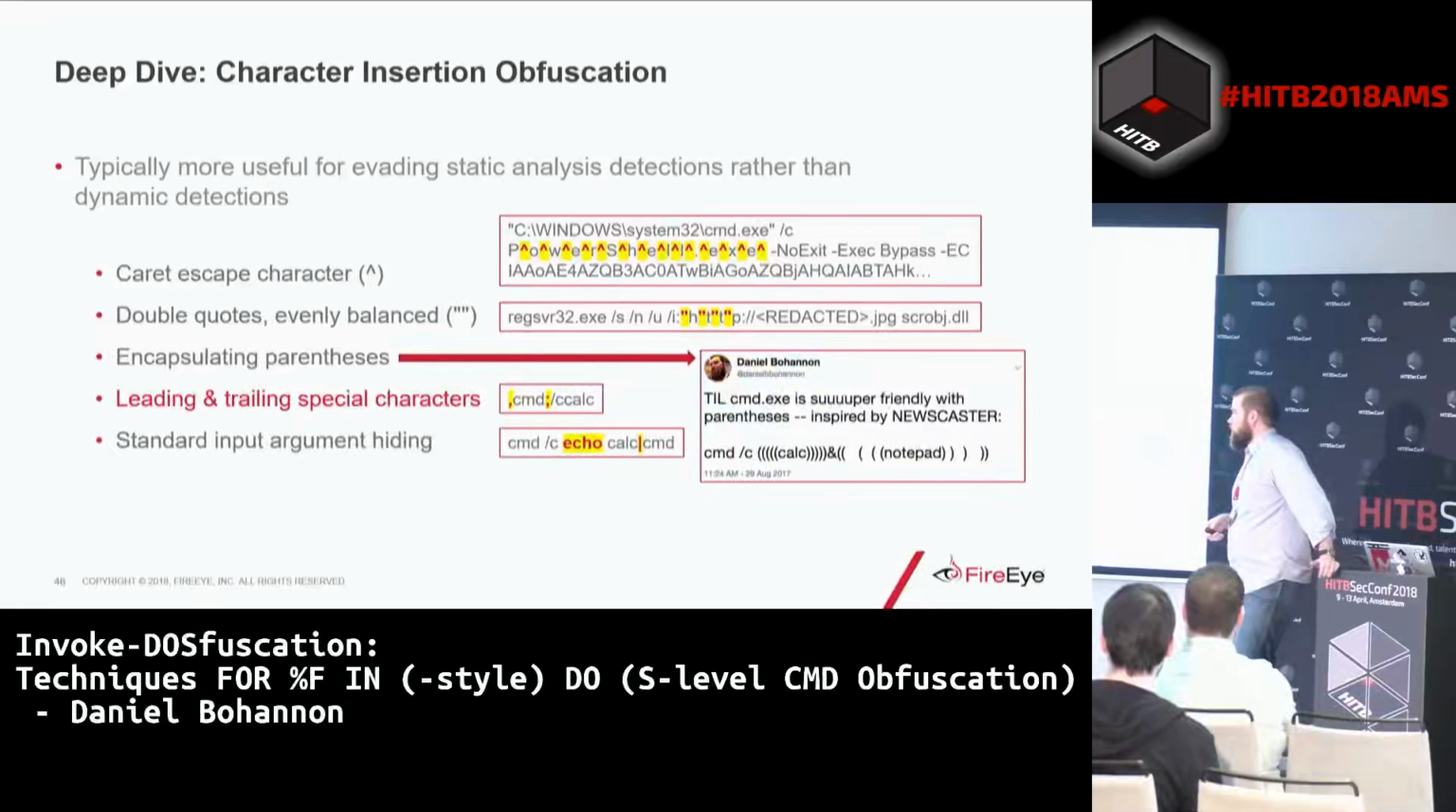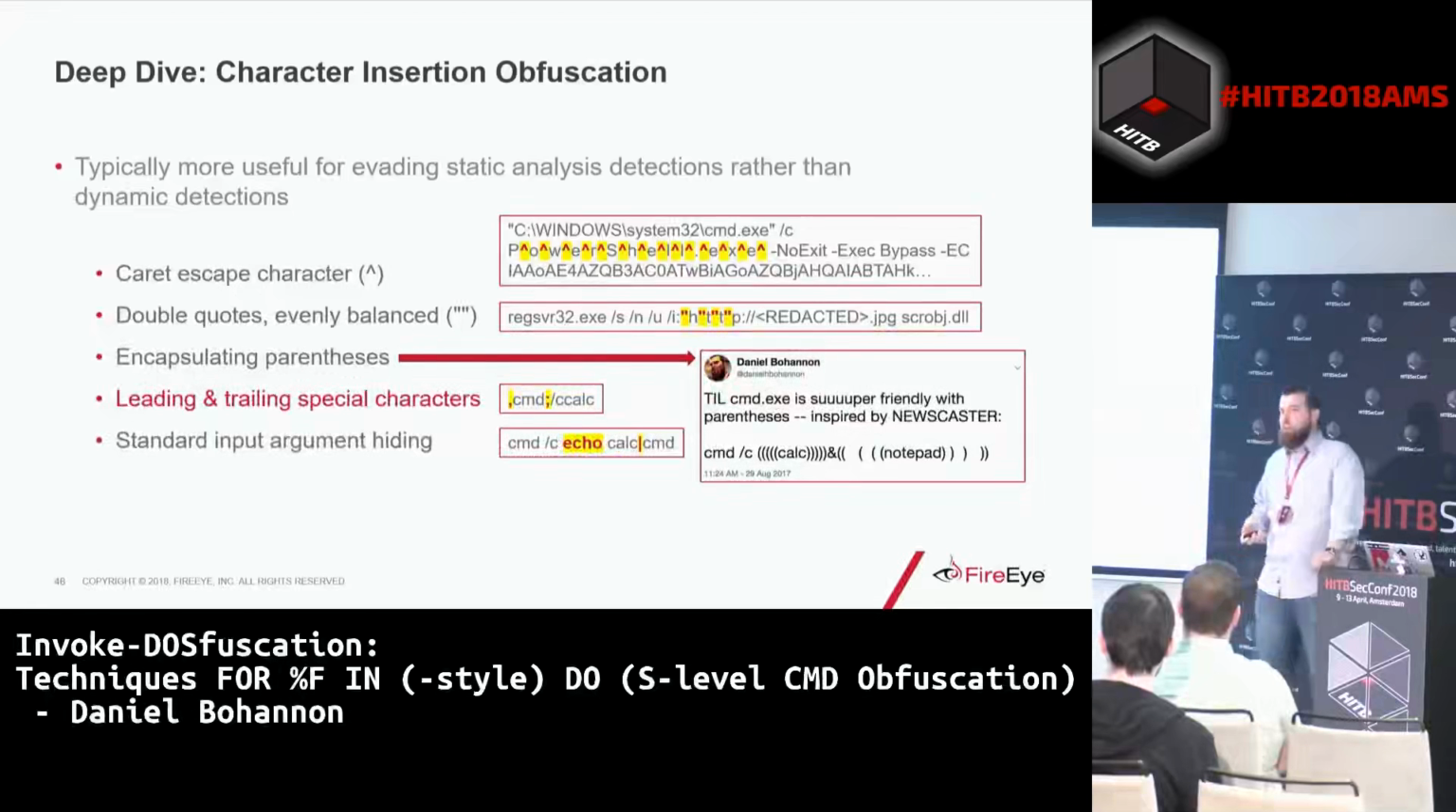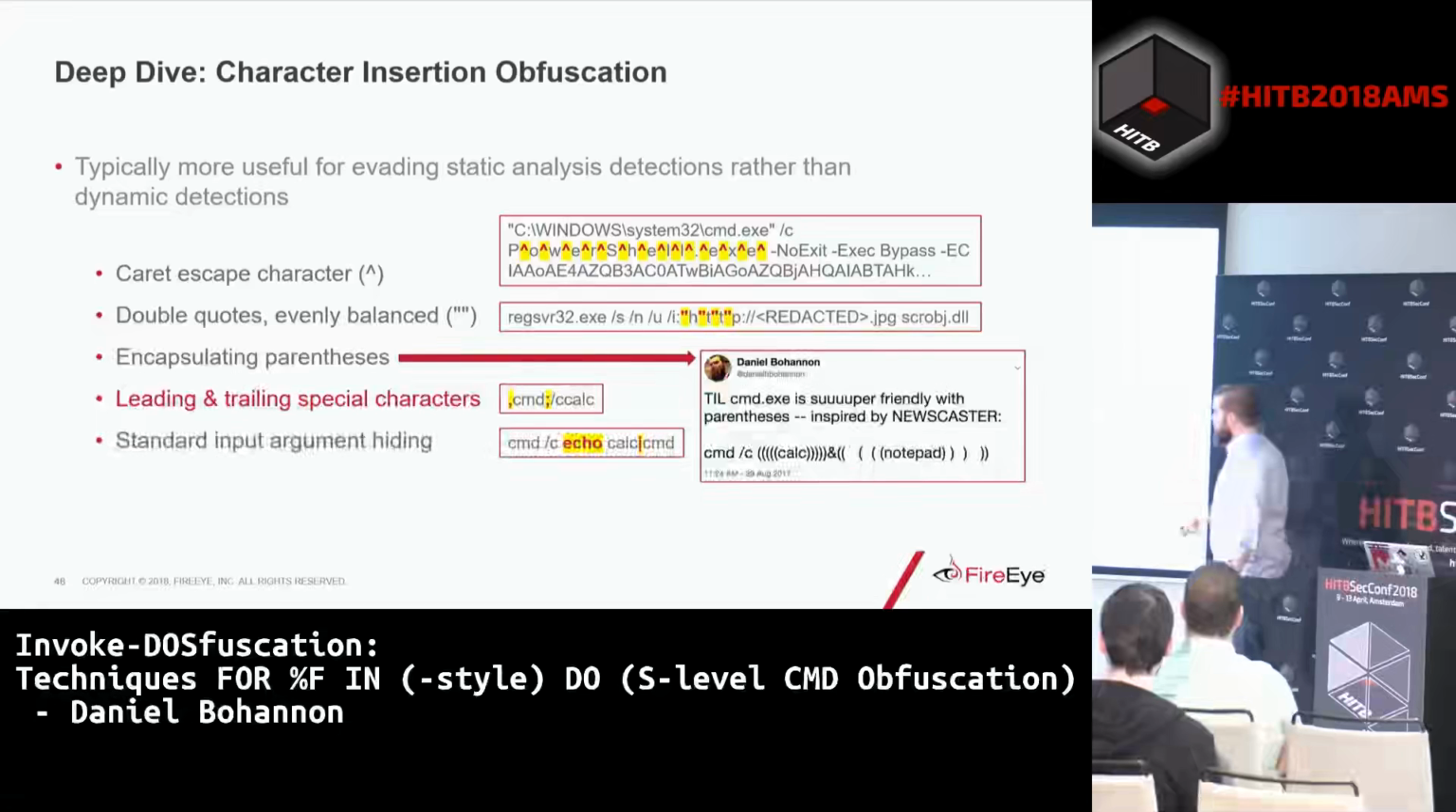And so, yeah, if you think like command space /c space calc, you can actually replace all those spaces with as many commas and semicolons as you want. So that could be really fun if we start to add those up. Standard input argument hiding, we mentioned that in the Fin8 example.